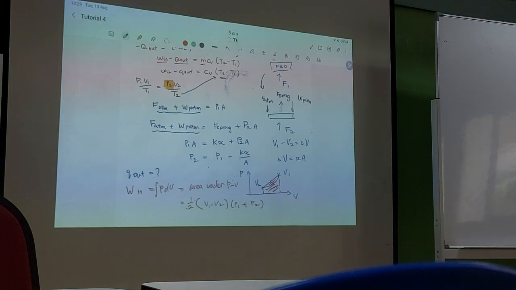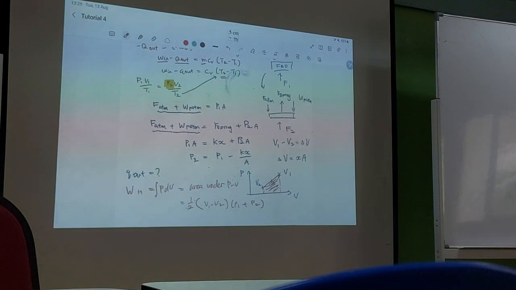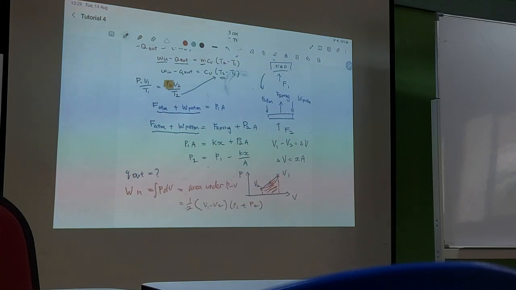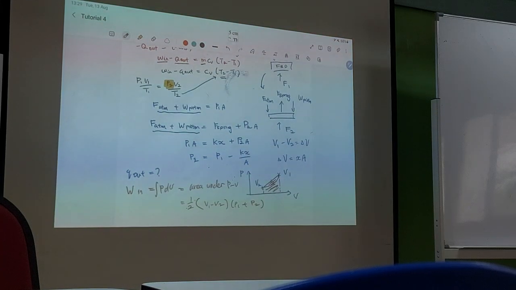Okay, area under the graph. This is for the trapezium. If you cannot get it, then just split into two, one rectangle, one triangle, then add them up. Okay, so this is actually one thing very important also. You will see it in some of the classes here as well.